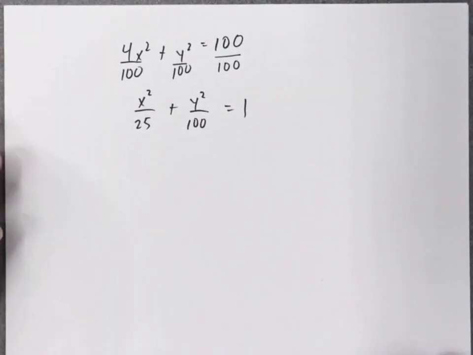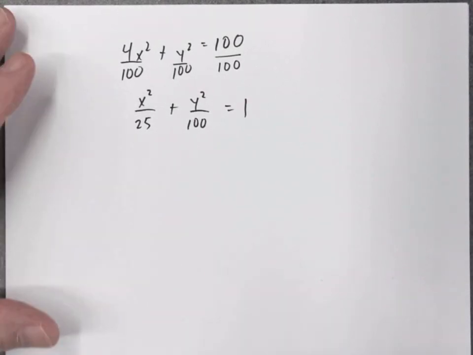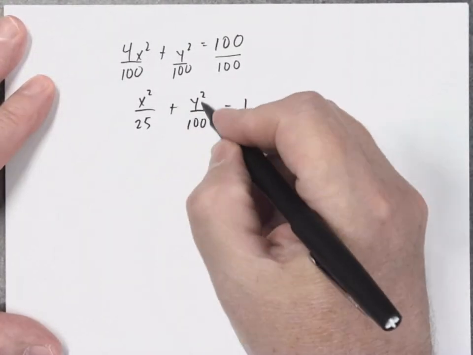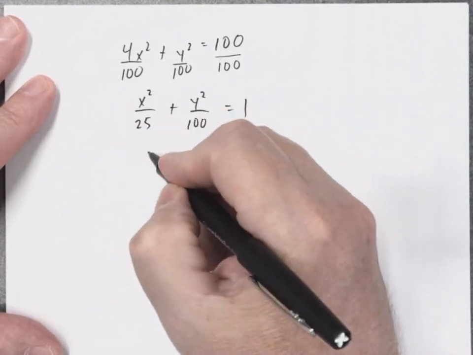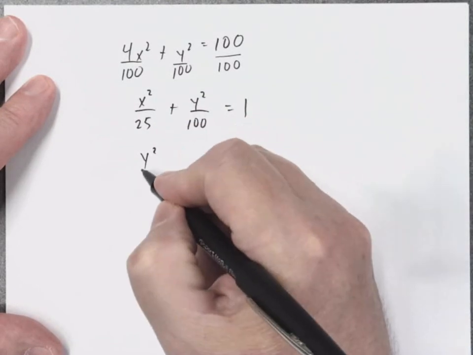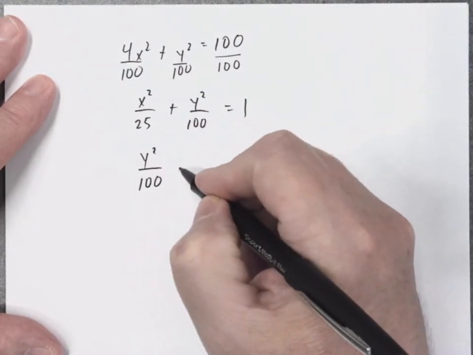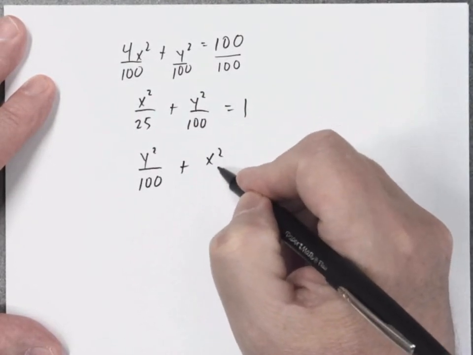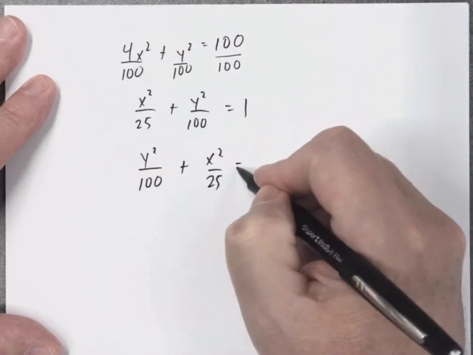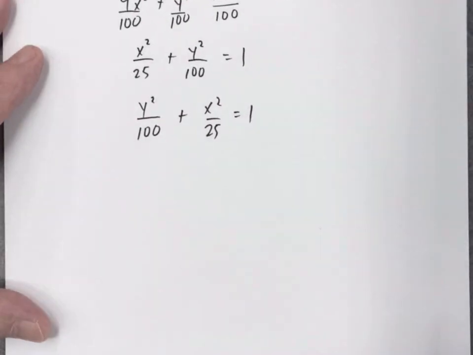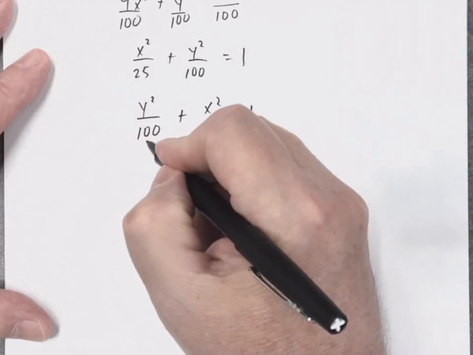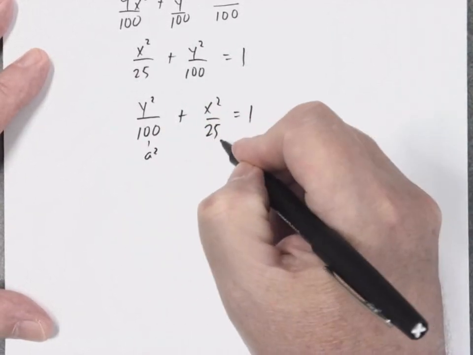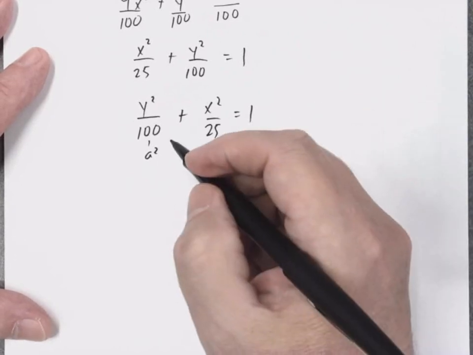So now this equation is in standard form, and just to make it clear, normally we always write the larger denominator first. You don't have to, but just to make it clear, because now the standard equation, once again, this is a squared and this is b squared.